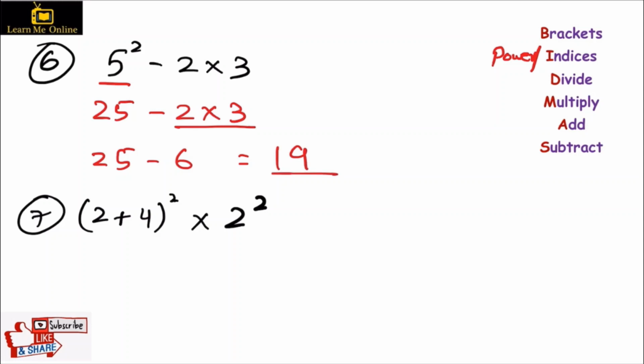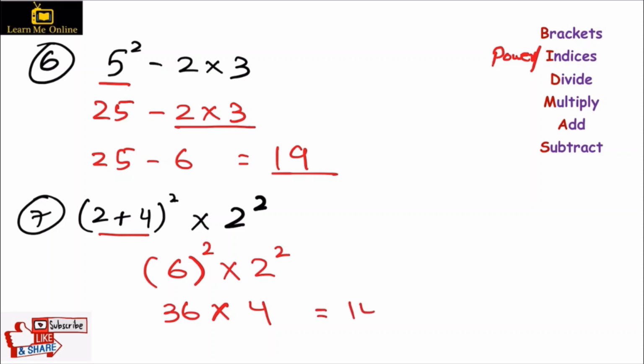Let's have a look at the next one now, where we have a bracket and a power. Again, we're going to start with what's inside the bracket. We simplify the bracket first. To do the simplification, 2 plus 4 would be 6 squared times 2 squared. Now we're going to deal with the powers. So 6 squared would be 36 times 2 squared, which would be 4. When you do 36 times 4, you'll come out with 144.